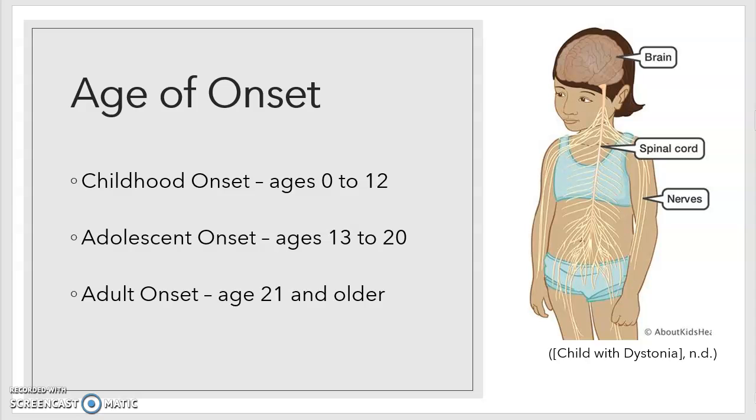Adolescent onset occurs when symptoms first arise between the ages of 13 and 20. With adult onset, which occurs at the age of 21 or older, dystonias first are usually located in one or adjacent body regions, and most often involve the neck and/or facial muscles.